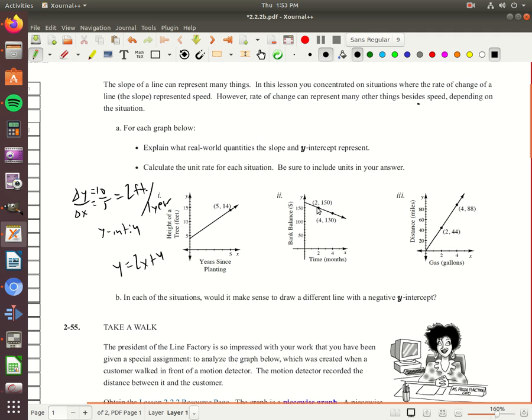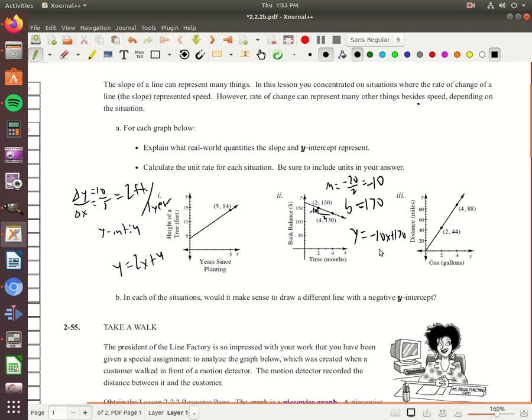This one, our slope is down 20 and over 2. So my slope is going to be negative 20 over 2, which is negative 10, which means that I'm losing $10 a month in my bank balance. And my starting appears to be 170. So I started with $170 in my account, and I lose $10 a month. So my equation would look like this. And again, if I plug in 2, I expect to get 150, and I do. If I plug in 4, I expect to get 130, and I do.